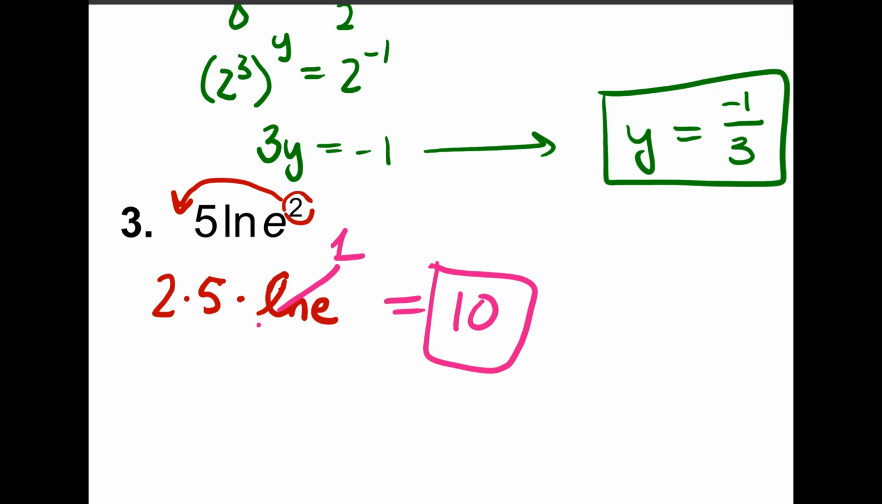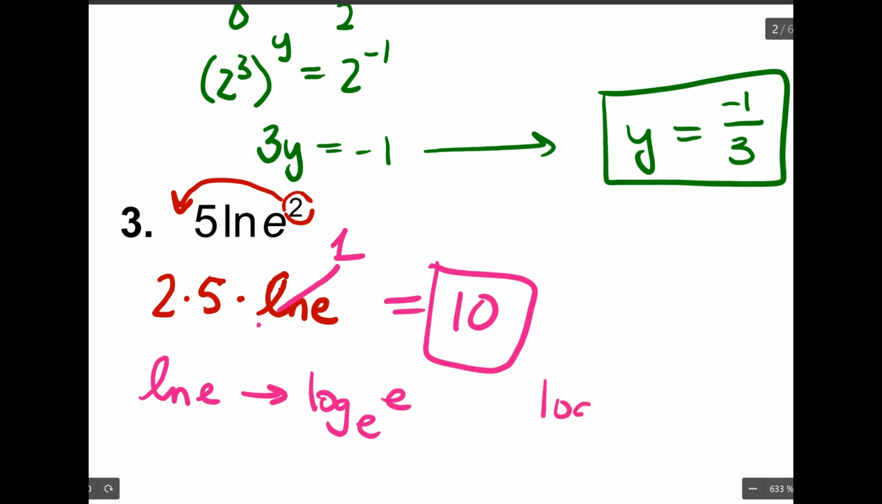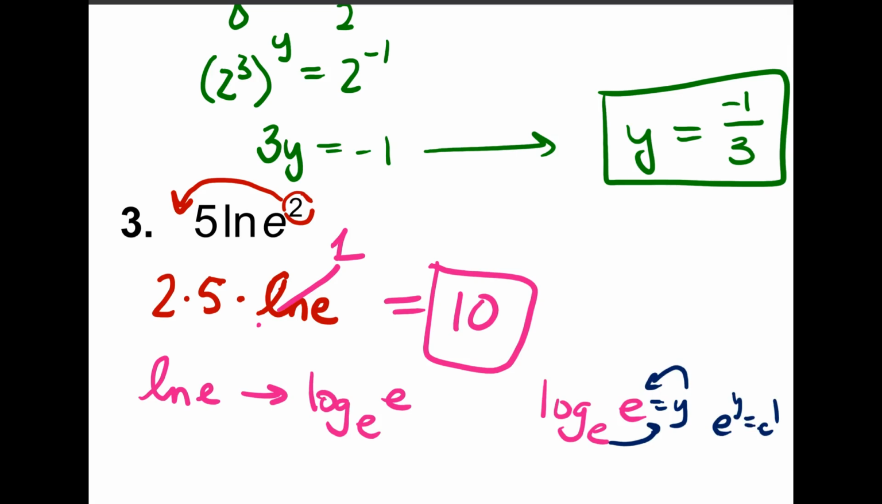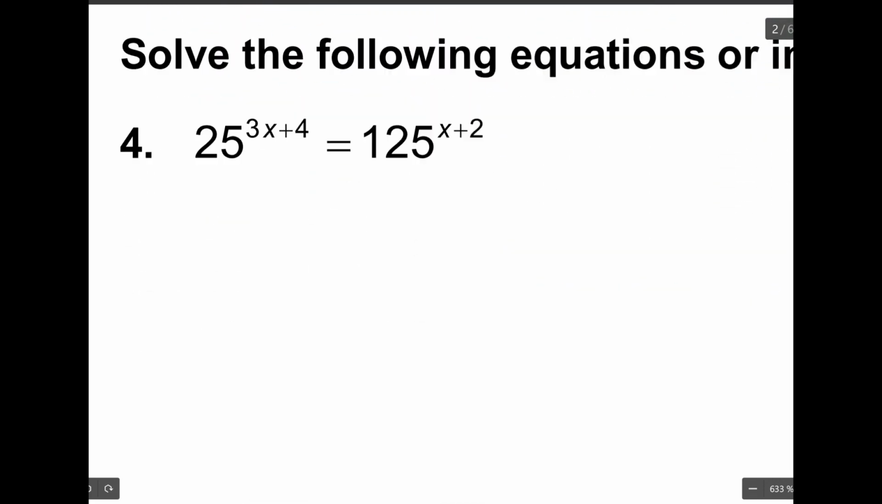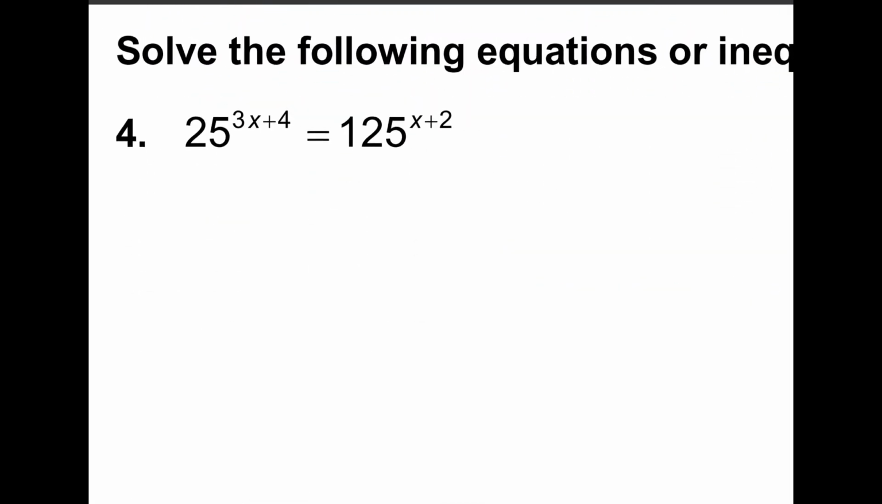10 is the answer. And the reason is because ln of e is the same thing as saying log base e of e. And if I try to solve log base e of e, I have my y, e to the y is equal to e to the first. So evaluating log base e of e literally gives you 1. So this whole thing goes to 1. 2 times 5 times 1 is 10. Alright? Go ahead, Miles.